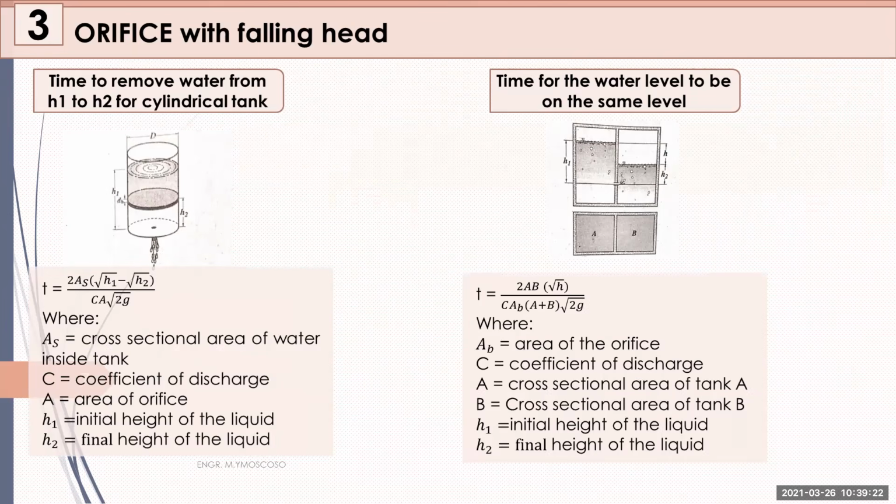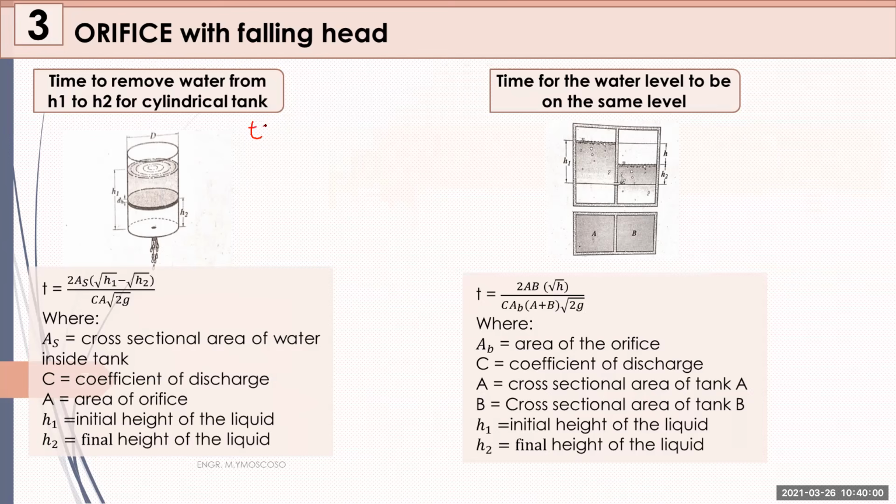Okay, so we are down sa inyong falling head, no? So yung falling head ninyo, sinosolve natin yung time ng pagtanggal ng tubig or pag-change ng height ng tubig inside of your tank at a given time. So you have here your T is equal to 2AS square root of H1 minus square root of H2 divided by your CA square root of 2G, where your AS is your cross-sectional area of your water inside your tank. So, saan ba nanggaling yung ating falling head na formula? Dinerive lang yan through integral calculus.